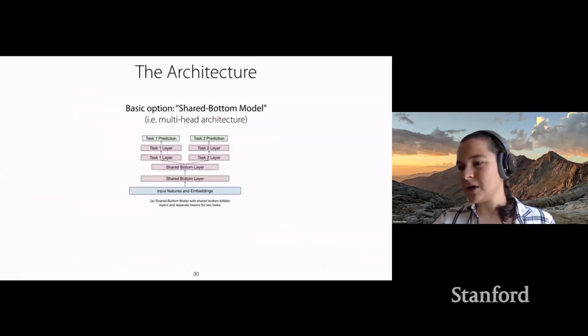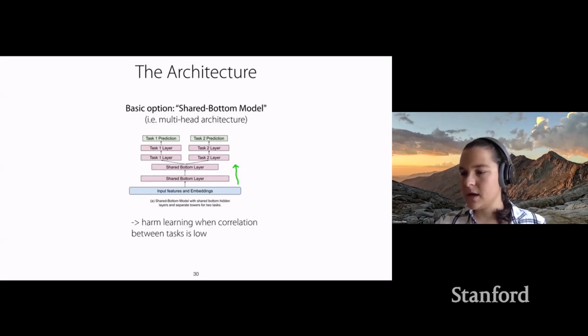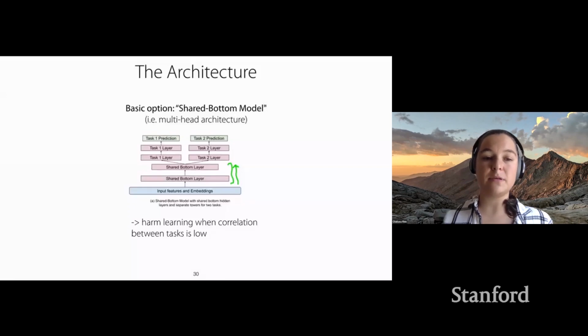Okay, the architecture. Their basic option was the multi-head architecture that we talked about before, where you have multiple bottom layers that are processing the input features and the embedding, and also a couple of task-specific layers for engagement and the other metrics. And they found that this can harm learning when the correlation between different tasks is low, because they had multiple different shared bottom layers that may not actually be good to share information between.